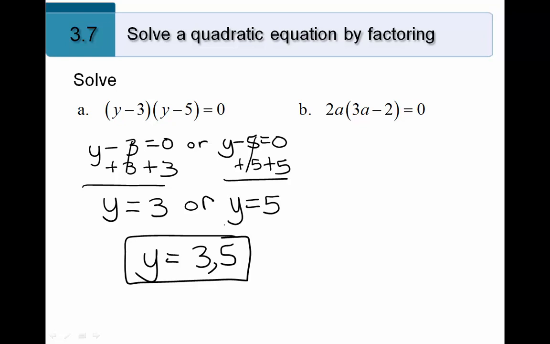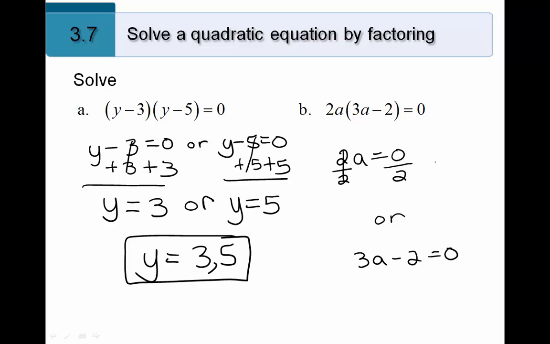Now b also has already been factored, so we begin at step 3. 2a multiplied by 3a minus 2 is equal to 0. So that means that either 2a is equal to 0 or 3a minus 2 is equal to 0. So if 2a is equal to 0, to solve for a, we will divide both sides by 2. 0 divided by 2 is 0.